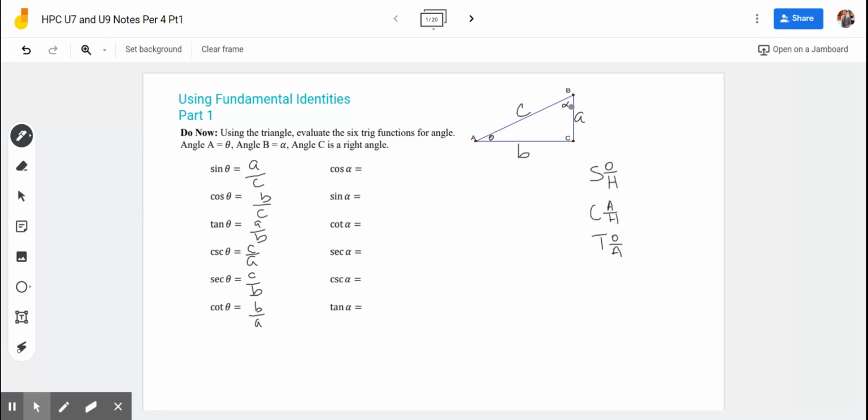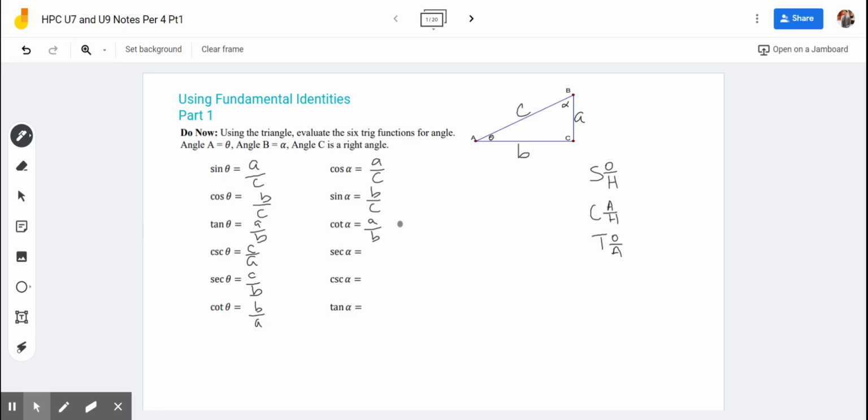Cosine of alpha. So if we're looking from essentially angle B here, cosine would be the adjacent over the hypotenuse, so it'll be a over c. Sine of alpha will be b over c, it's opposite over hypotenuse. Now cotan, instead of it being opposite over adjacent, will be adjacent over opposite, so it'll be a over b.